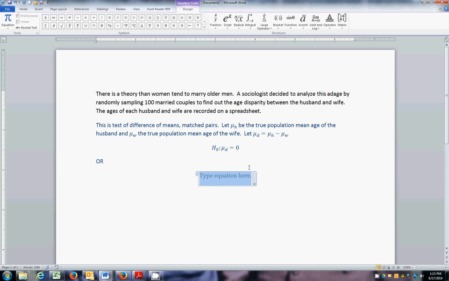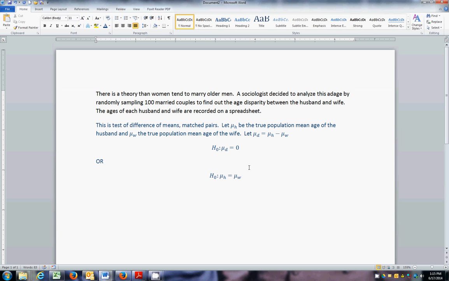Another way to write that would be to say that the mean age of the husband equals the mean age of the wife. So we're assuming there is no difference between the age of the husband and the wife. So for the null hypothesis, we assume the mean age of the wife is the same as the mean age of the husband. So we're assuming on average, husbands and wives are the same age.